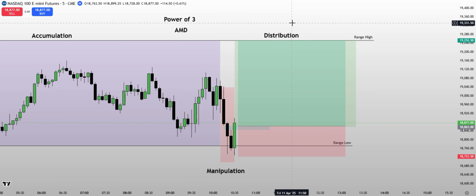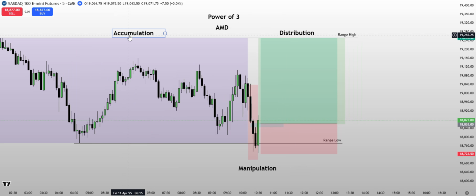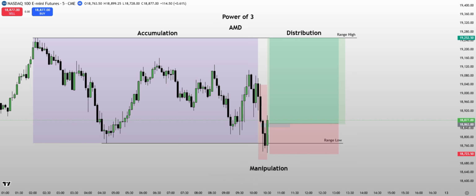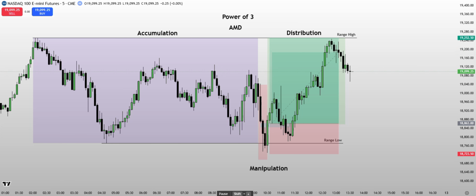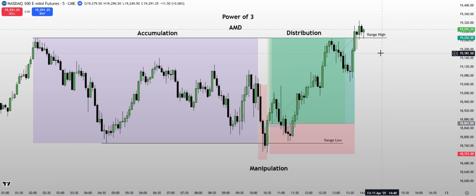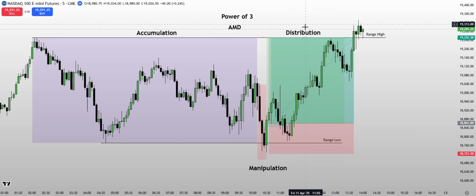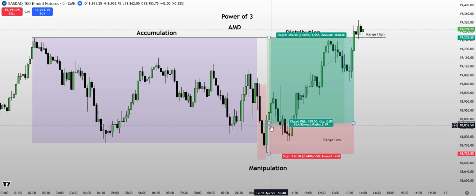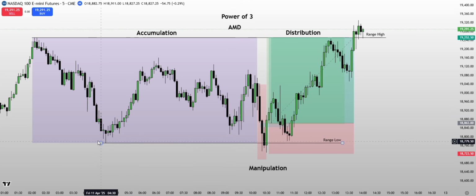So we enter on the inverse gap, this PO3 type move, and let's see what price decides to do. There's our entry. And there we go. Range high taken, AMD, accumulation, manipulation, distribution, power of 3 type move. Now everyone that went in short has been stopped out. Yet we were capitalizing on the move here, waiting for the people that were long here in this accumulated part of the move. They got stopped out, reversal.